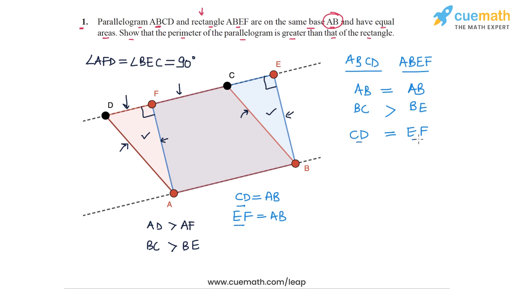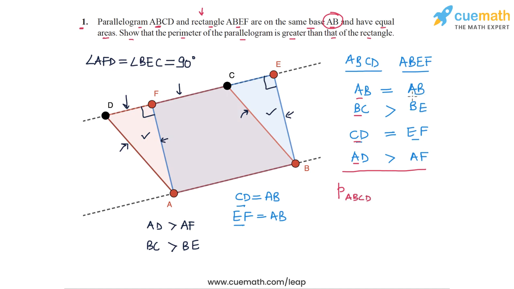So CD is equal to EF, and then if you take the fourth side AD and the corresponding side AF, we have seen that AD is greater than AF. So now all you need to do is to sum all of these four relations. On the left side we will get AB plus BC plus CD plus AD, which is the perimeter of ABCD. Let's write it like this.